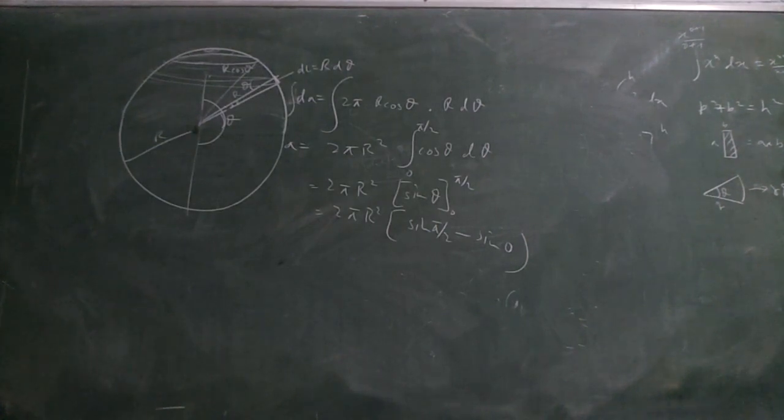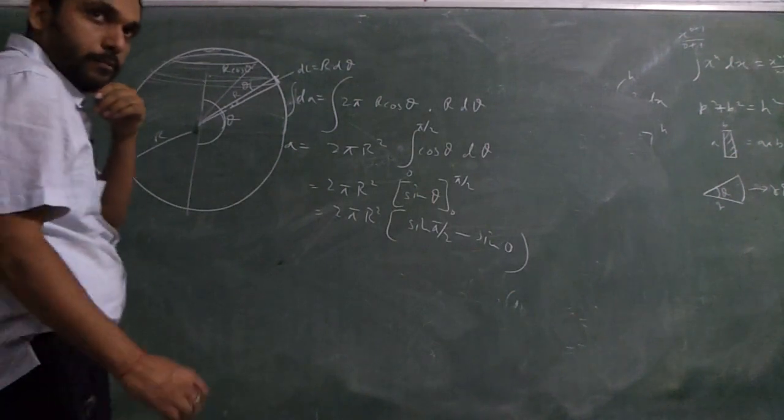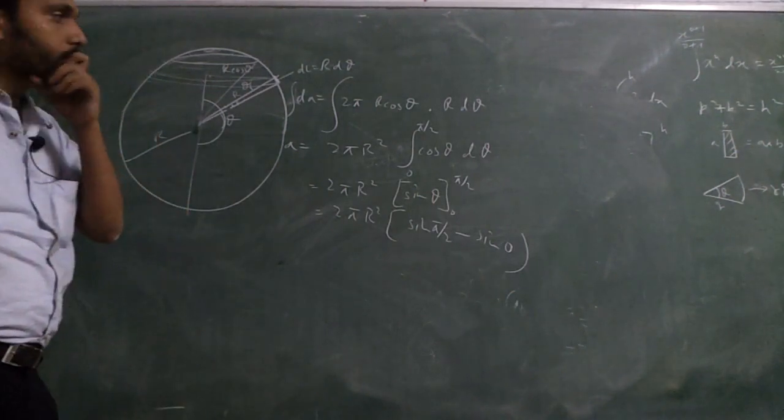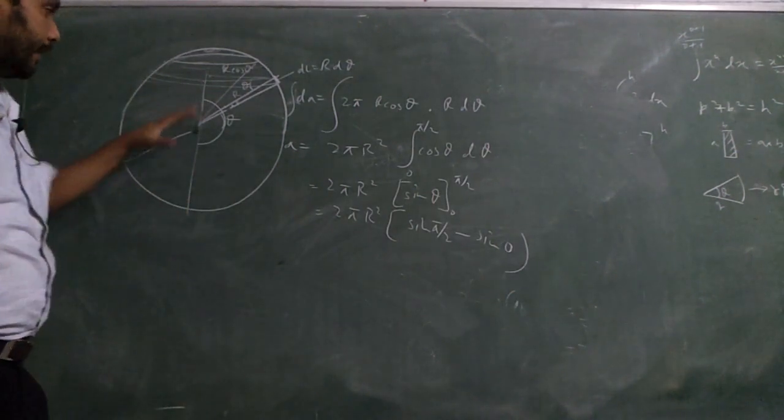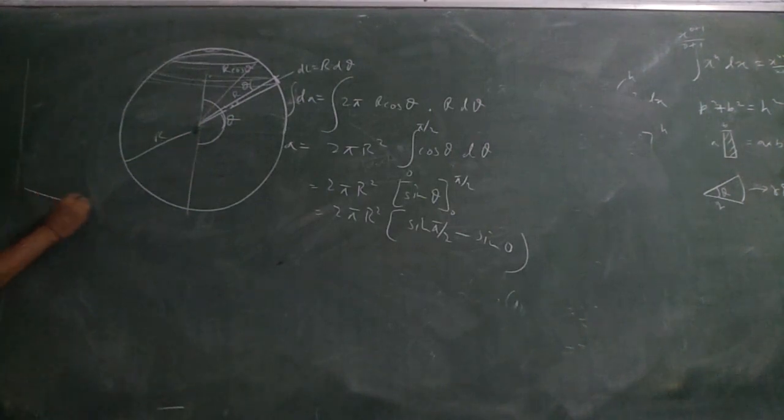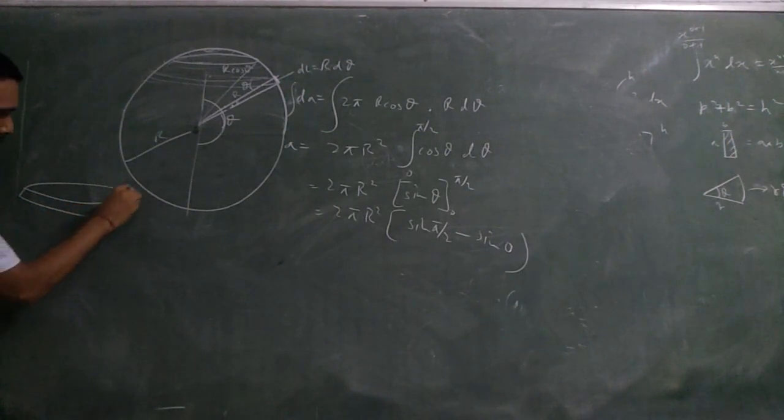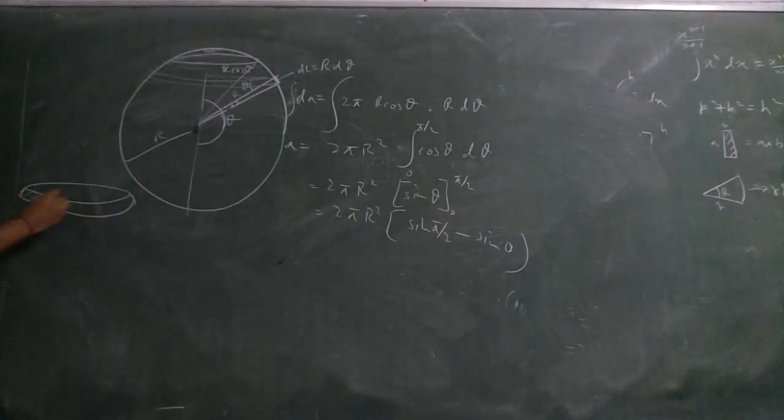So could you do that side again? How you got that? How do you get 2 pi r cos theta into r d theta? Could you do that again? Same ring we are going to do. Same area we are going to do.